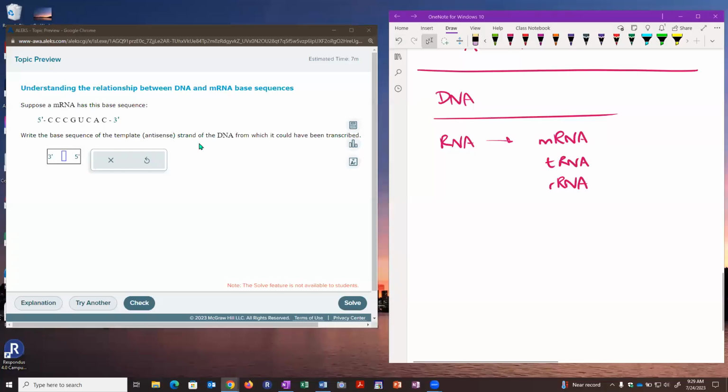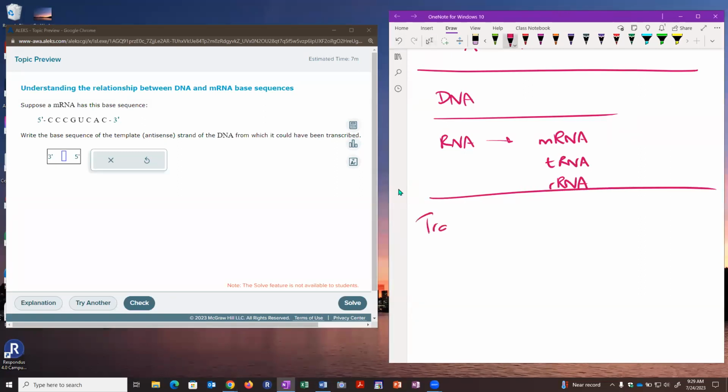All right, so in this question, you need to figure out the relationship between DNA and the mRNA that can be transcribed from it. You're provided with an mRNA sequence in a 5' to 3' direction, and we need to figure out the base sequence of the template strand, also called the antisense strand of DNA, from which it could have been transcribed.